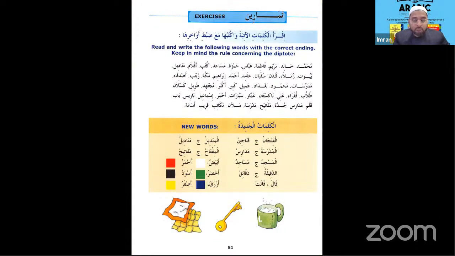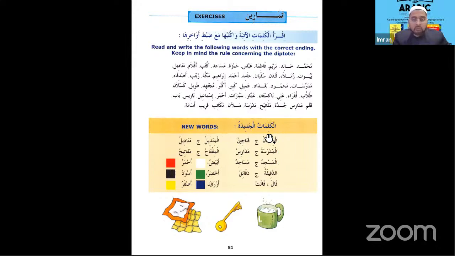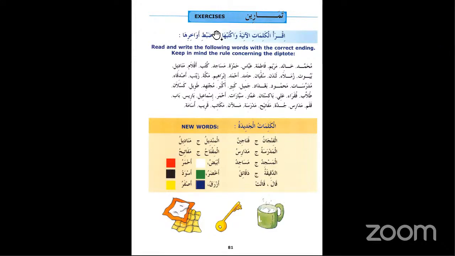Al-kalimatu al-jadidatu, the new words. I'm going to ask, who should I start? I'm going to start from Sister Doji. Sister Doji, can you come on the mic, please? Yes, salam alaikum. Alaikum salam. Can you read the new words? Al-Kalimatul Jadidatu.